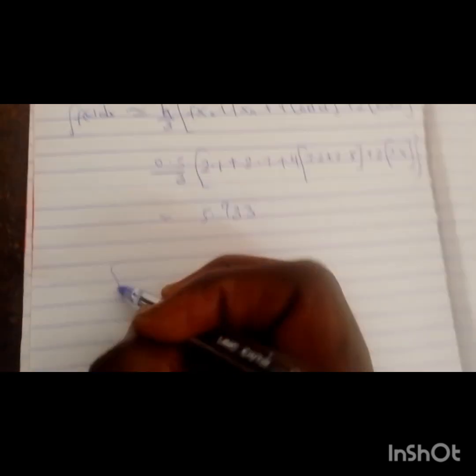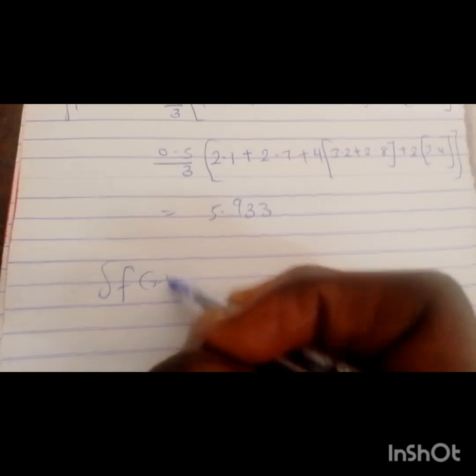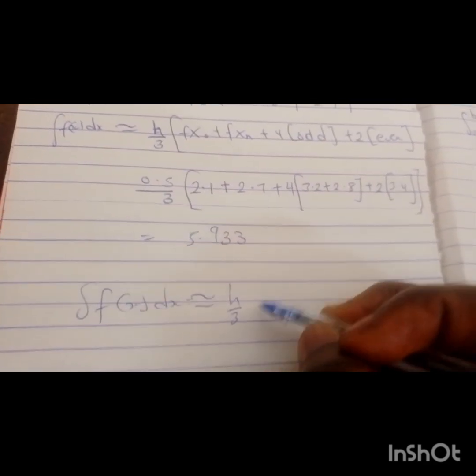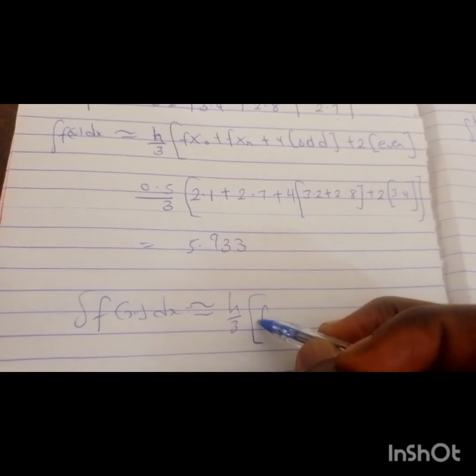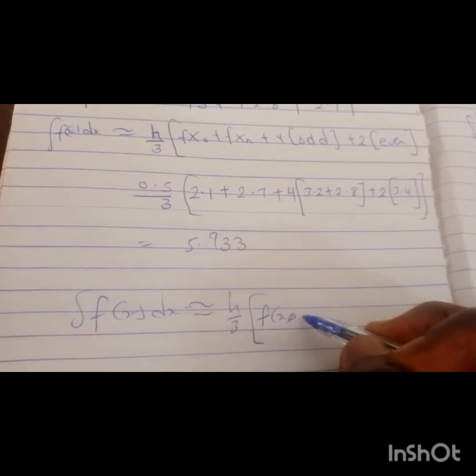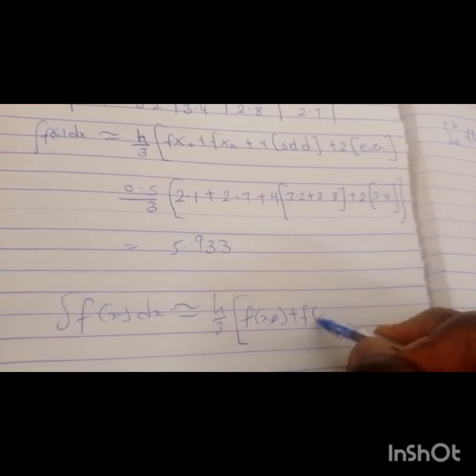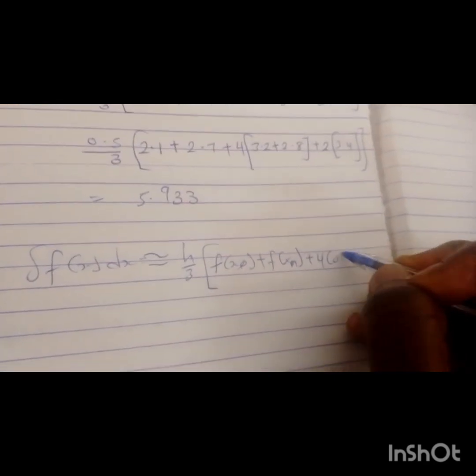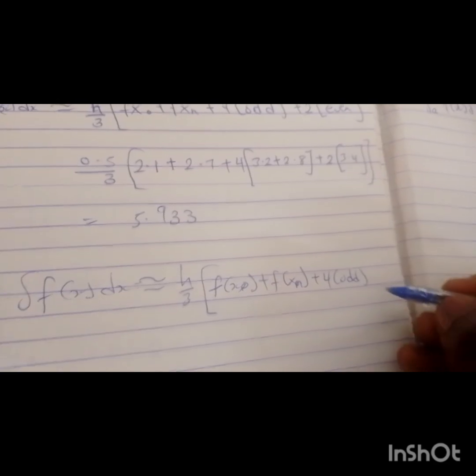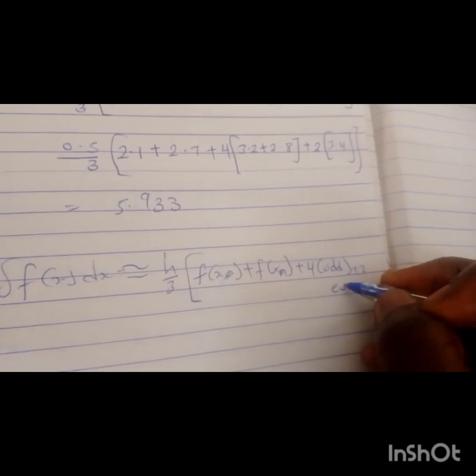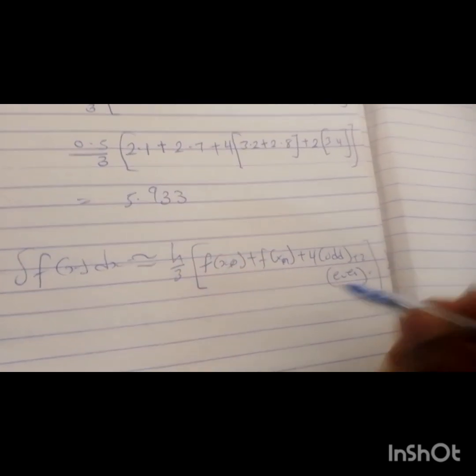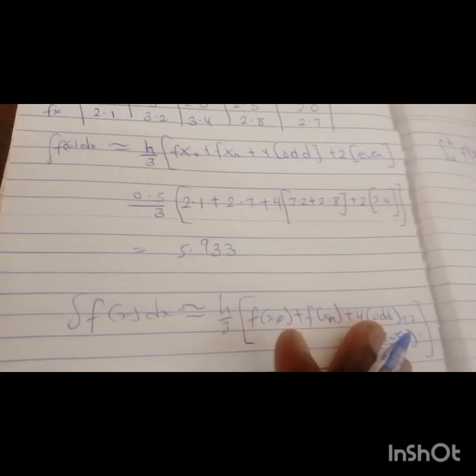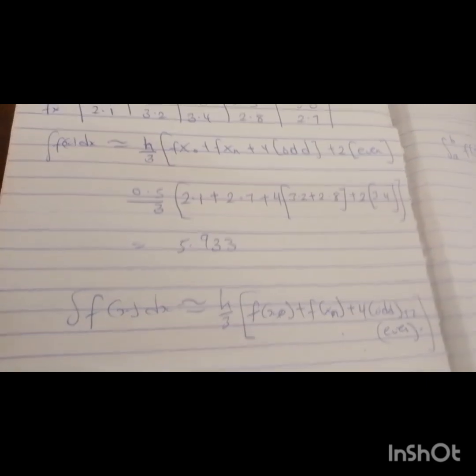Let me just reiterate it. You have the integral of a function f of x dx approximately equal to h on 3 times the first term, that will be f of x naught, plus your last term, and then plus 4 times all odd, and 2 times all even. So don't mix up the odd and even. This is just the part for the Simpson's one-third rule.